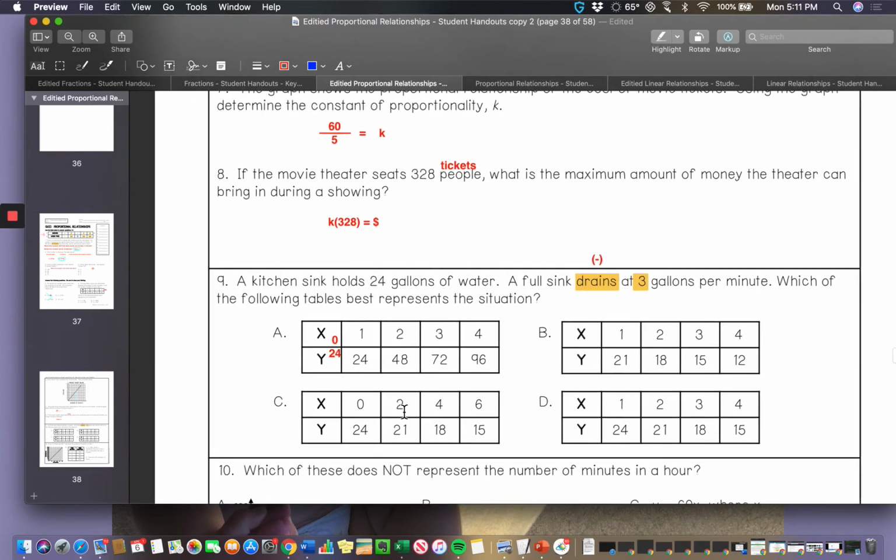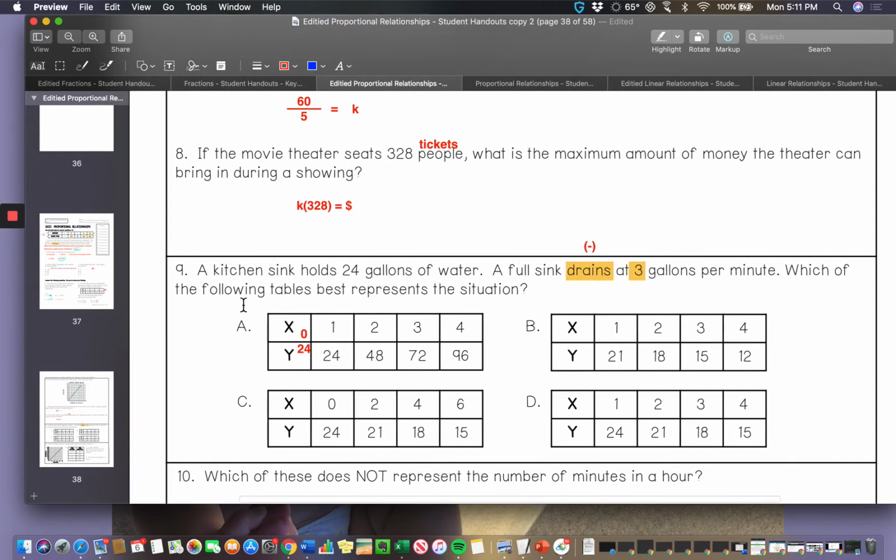All right. Going on to number 9 here. It says, a kitchen sink holds 24 gallons of water. A full sink drains, meaning it is being taken away from, right? Subtraction. A full sink drains at 3 gallons per minute. Which of the following tables best represents the situation?